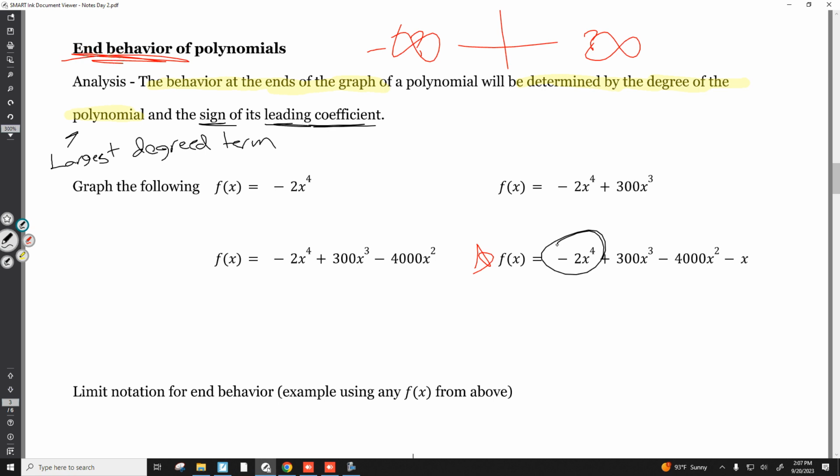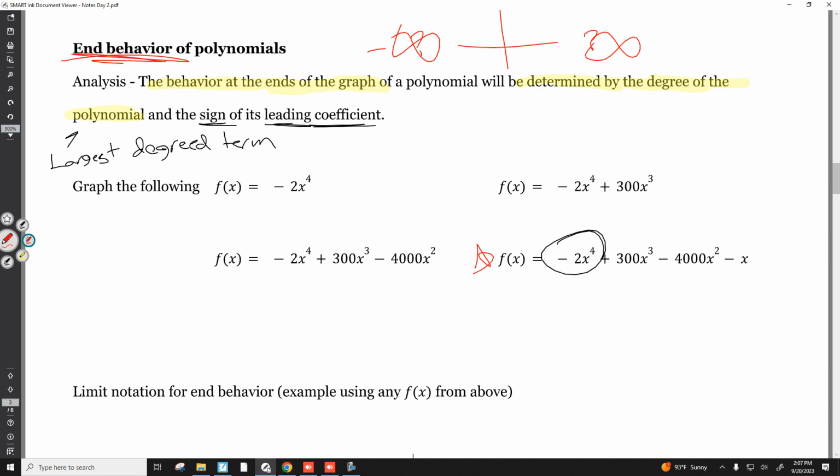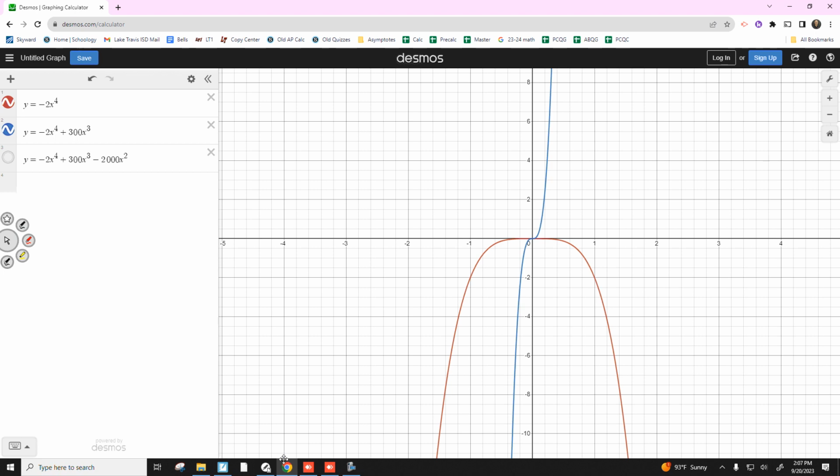I'm going to challenge you guys to make sure you understand why. I did a little investigation myself. I graphed negative 2x to the fourth, that first equation in the top left, and the ends look like x to the fourth. They're down and down. Cool? But then I graphed negative 2x to the fourth plus 300x cubed, and all of a sudden, oh, hold on a second. It looks like the ends look more like this cube.